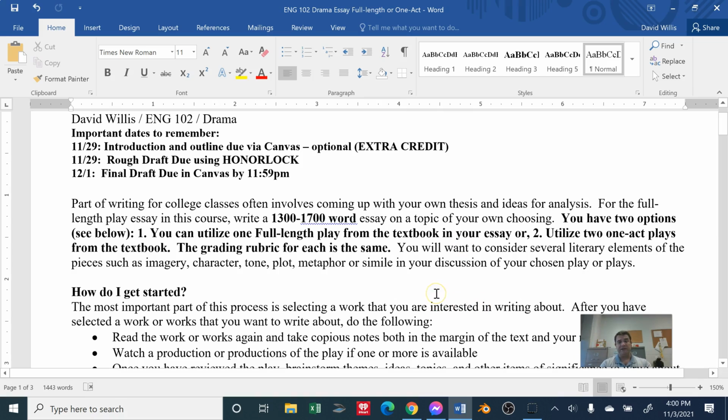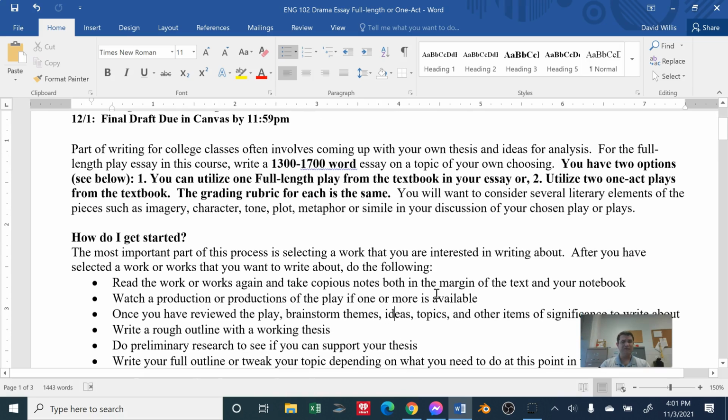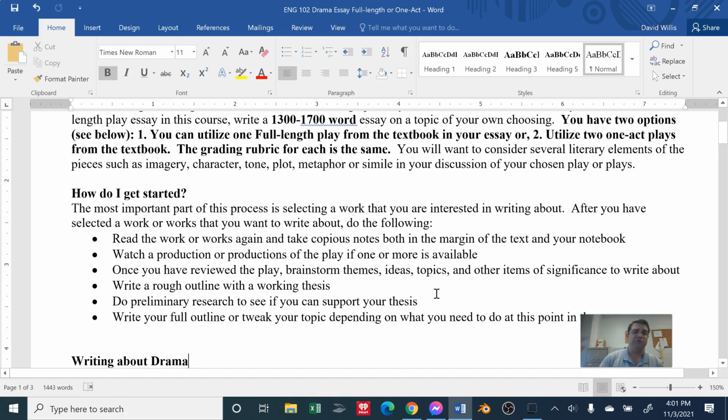Okay, so some of you might be thinking to yourself, how do I get started on this paper? Well, one of the good things you can do is follow this process if you're confused or struggling. And hopefully it will lead to some good brainstorming. So how do I get started? The most important part of this process is selecting a work that you're interested in writing about. So, flag your favorite play or favorite two plays to work on. After you have selected a work or works that you want to write about, do the following. Read the work or works again and take copious notes both in the margin of the text and your notebook.